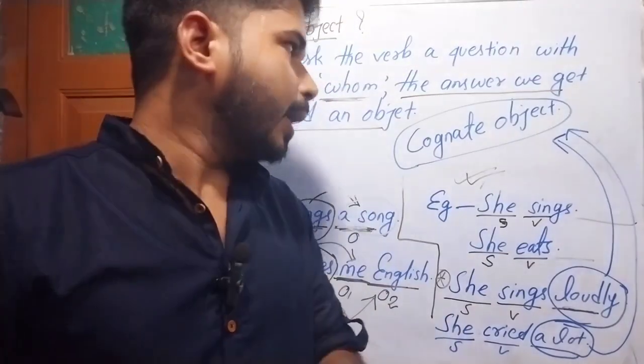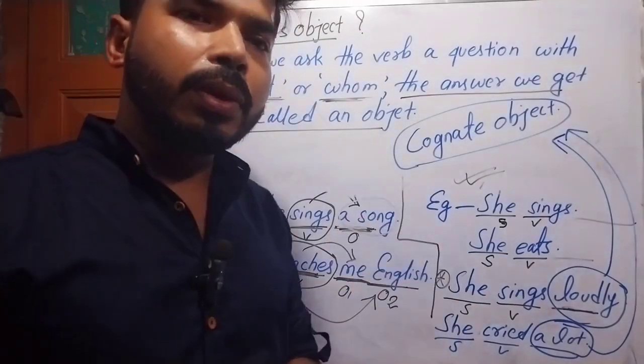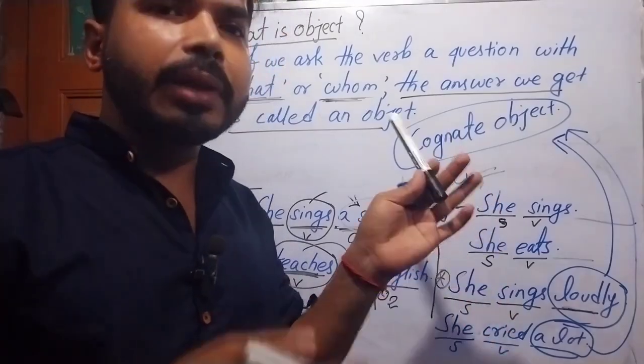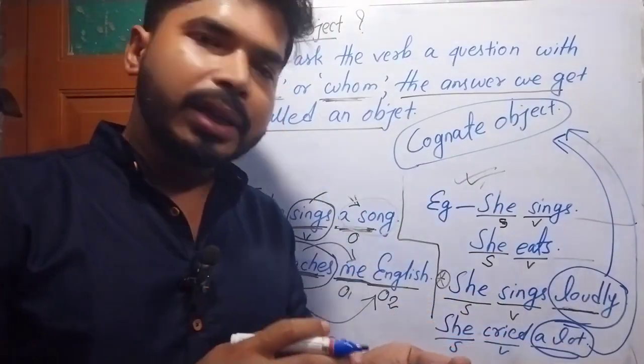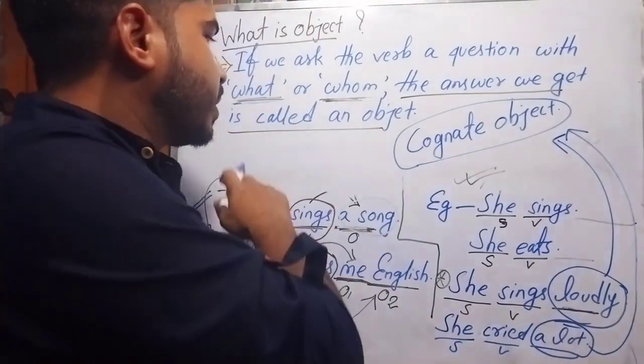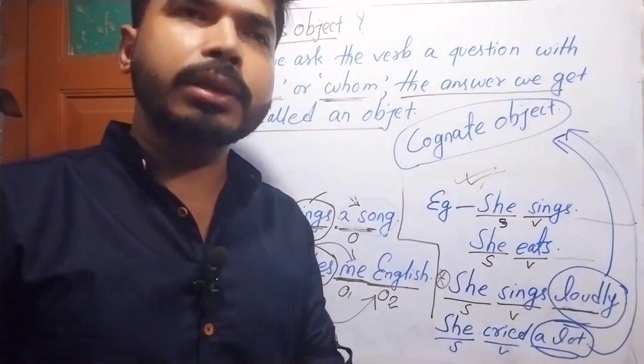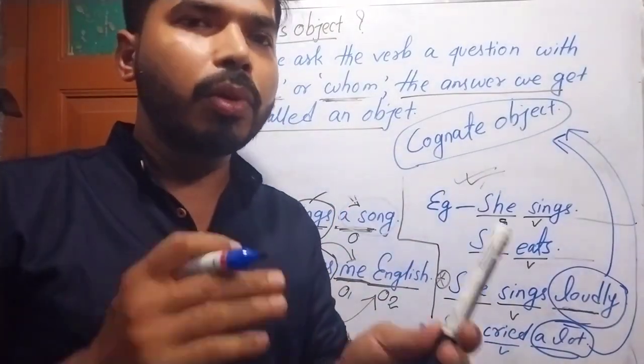Okay. And in the next video, I will give you some examples of finite, non-finite, and transitive and intransitive also, so that your concept will become more clear.